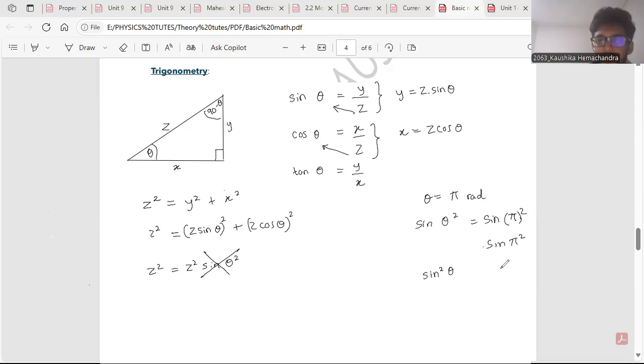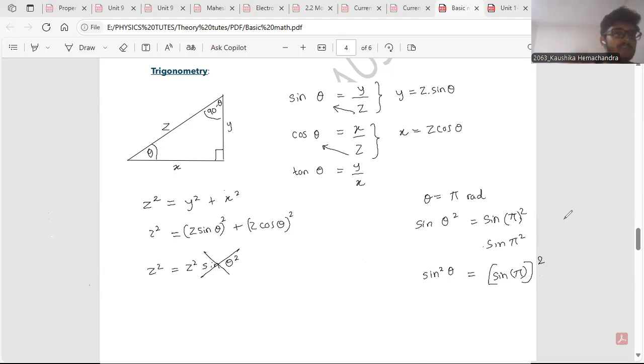So that means you get the sine value. If it's sine square theta, you get the sine value of pi. Right? You get the sine value for this. Then you square it. First you get the sine value and then you square it.